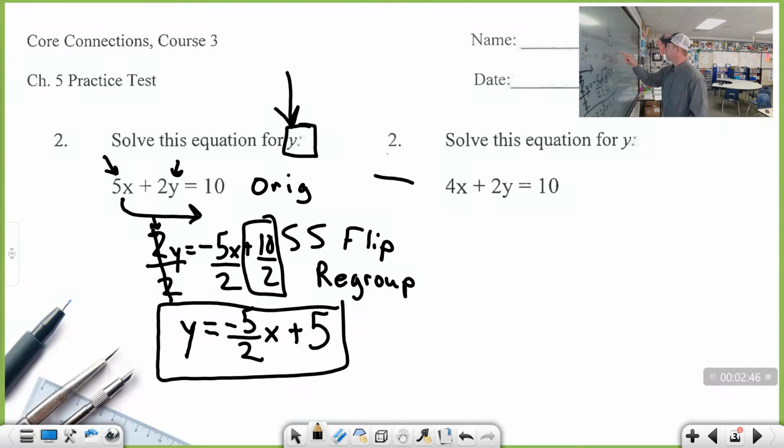Now, here's what I want you to do. Basically the same problem. Practice those steps. You're going to get a slightly different answer. You can do it.